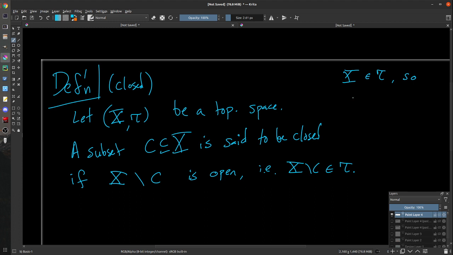So notice that the empty set is, or X set minus the empty set is just X, right? And that's still, well, that's in tau. And the empty set is closed. But the empty set is also in tau. So it's open and closed. Similarly, we can do this slightly differently with X set minus itself, which is the empty set, and that's an element of tau. Hence, X is closed. But X is also in tau because it's the whole space. So there are sets that can be open and closed.